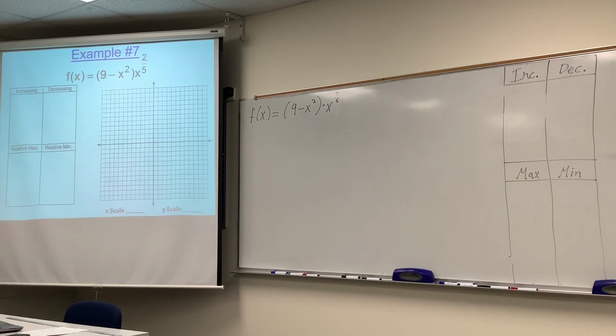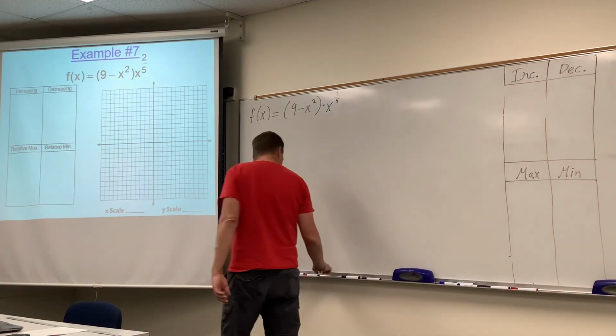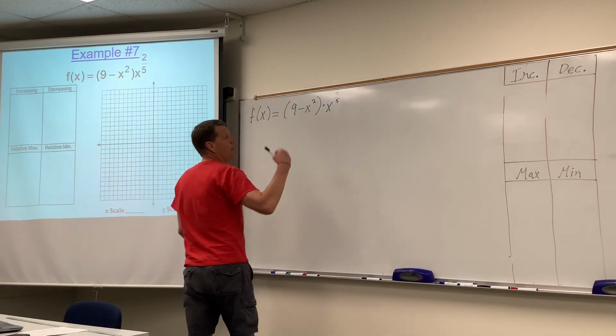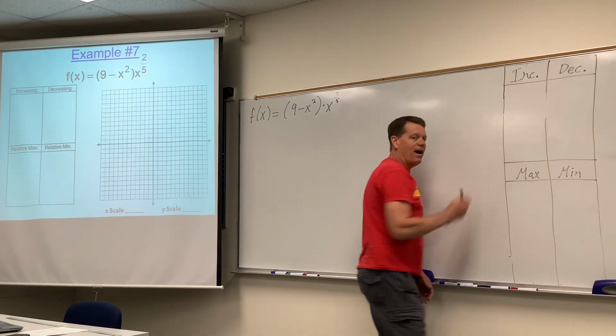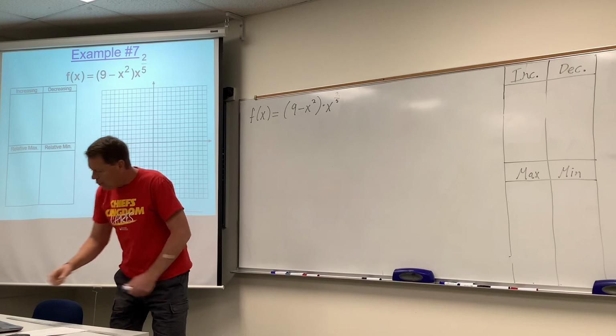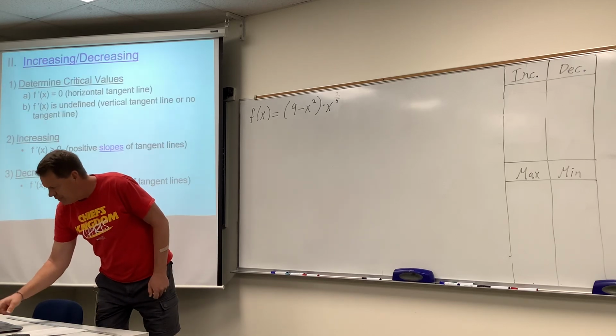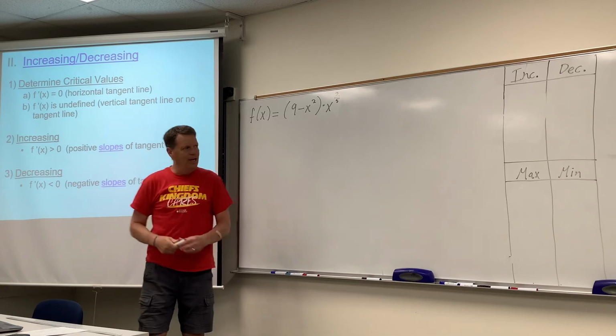All right, let's enjoy example number 7 under mean value theorem and first derivative test. We have a function. We're going to determine increase, decrease, max, min, and we're going to graph it. And we do that, of course, from the first derivative test. So once again, the first derivative test requires finding the derivative and analyzing its behavior.